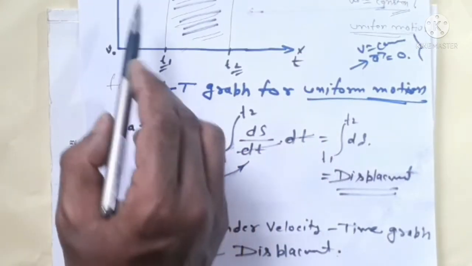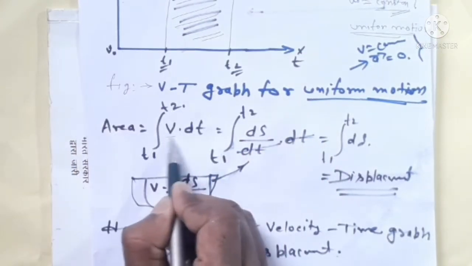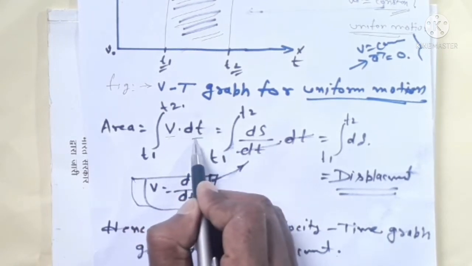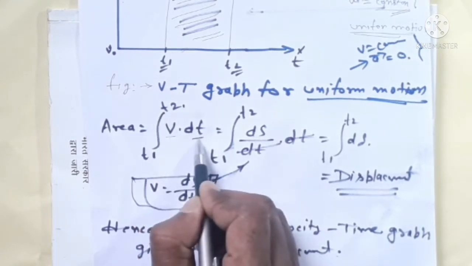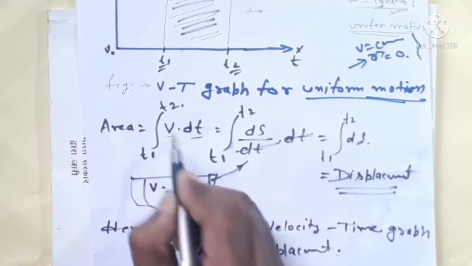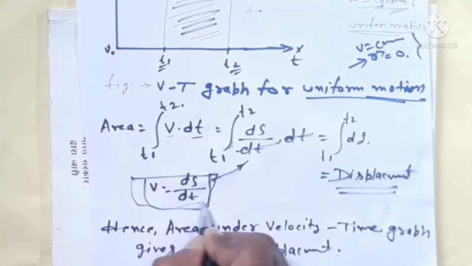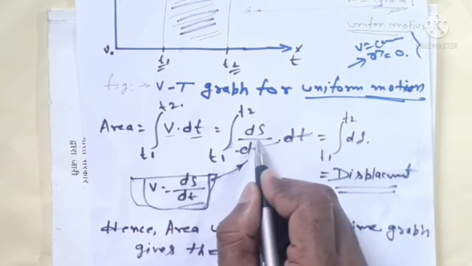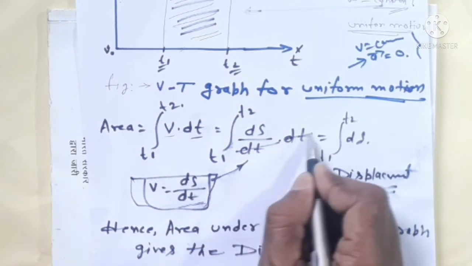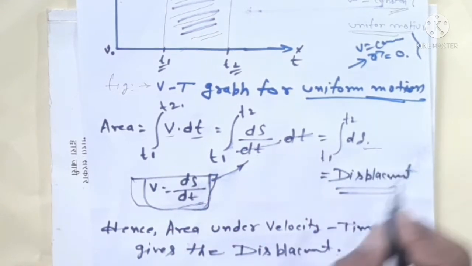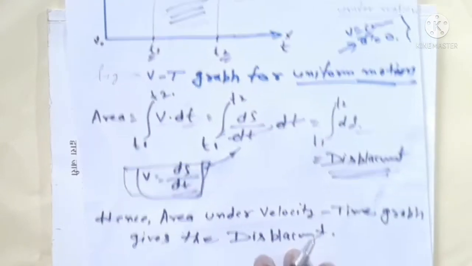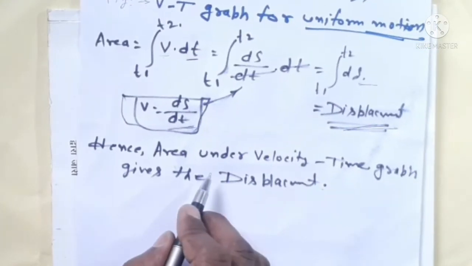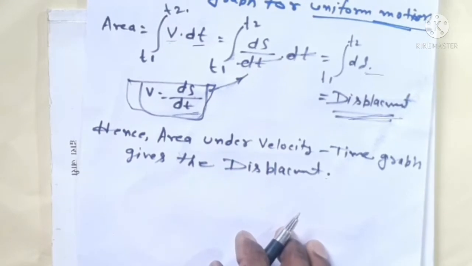For the area, our velocity is constant v and time changes from t1 to t2, with dt. Velocity can be written as the rate of change of displacement. So we put in the value, ds by dt cancels, then displacement remains. This is our displacement. Hence the area under the velocity time graph gives the displacement.